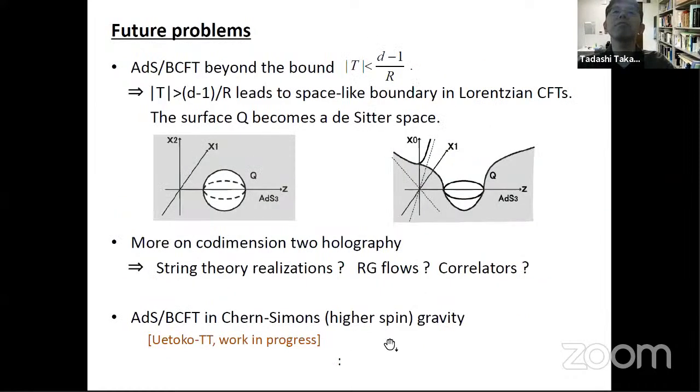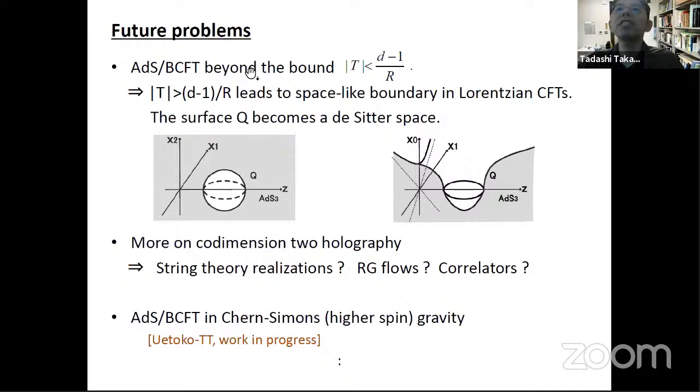And here are some future problems. AdS/BCFT sensitively depends on the choice of tension. So far, in the Euclidean setup, we have to take the tension to be smaller than (D-1) over r. There is a strict bound, and if we go beyond it, for example, the g function, the boundary entropy, becomes imaginary and there are many problems.